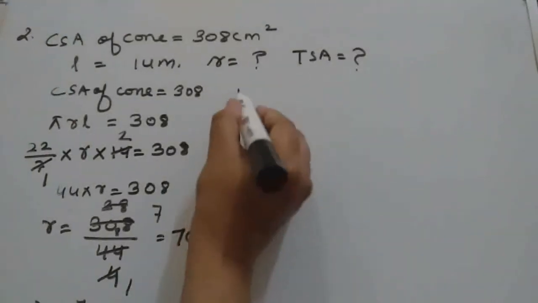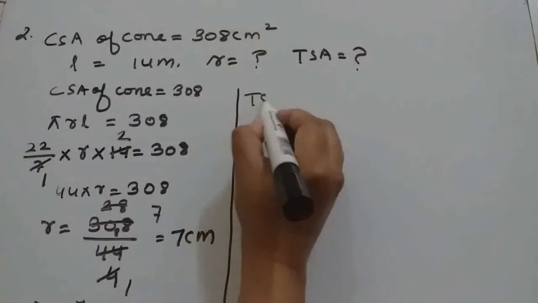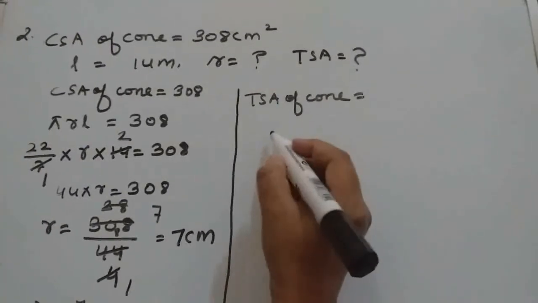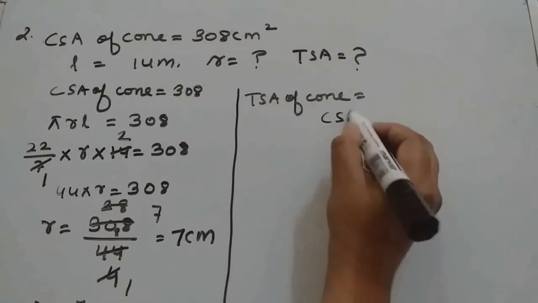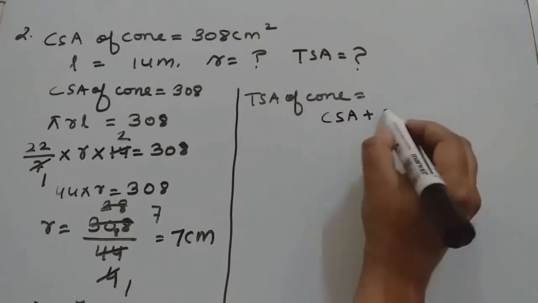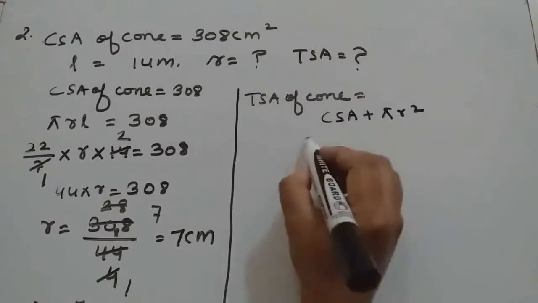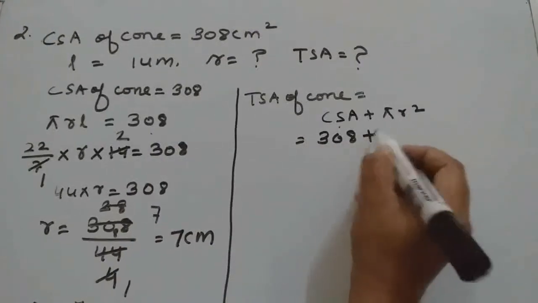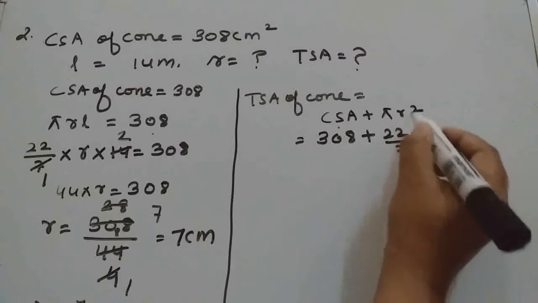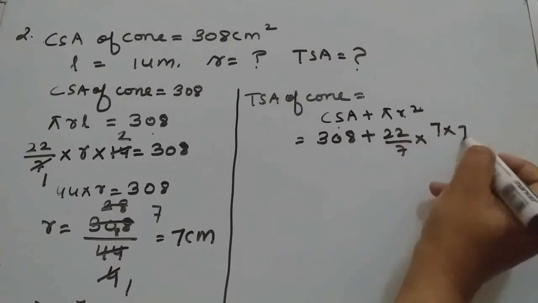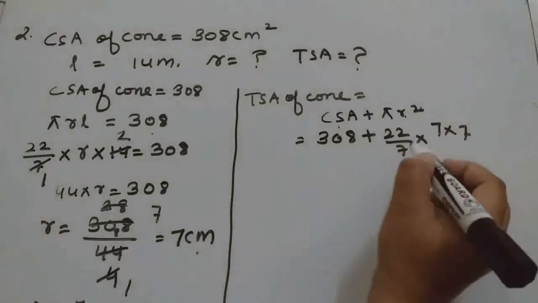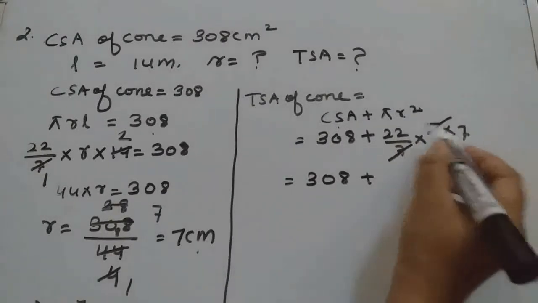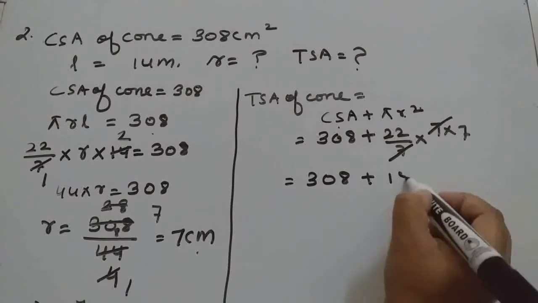Okay, after getting this, TSA we can find. TSA of cone by using formula also we can find, or since we know it is equal to CSA plus pi r square, isn't it? So CSA is already given, so it will reduce calculation. Then 22 by 7, r square is 7 into 7, just now we got r as 7, so 1 7 will go with 1 7, so 308 plus this we can multiply to get 154.